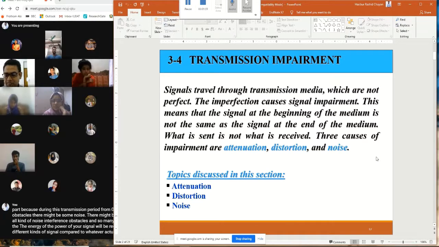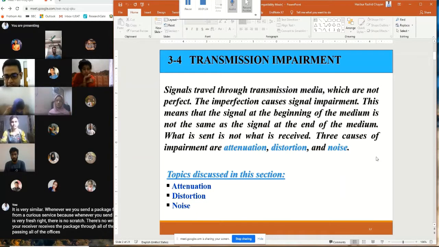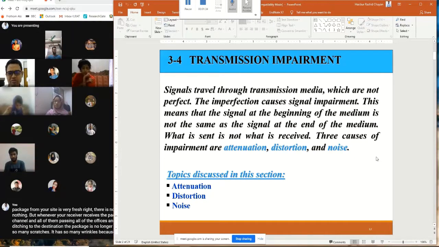It is very similar to whenever you send a package from a postal service or a courier service. Whenever you send it, your package from your side is very fresh, right? There is no scratch, there is no wrinkle, nothing. But whenever your receiver receives the package through all of the channels and all of the offices and distributors, and after it reaches the destination, the package is no longer the same thing, right? It has so many scratches, so many wrinkles, because during this transmission time there are so many hazards, so many obstacles, so many things, right?